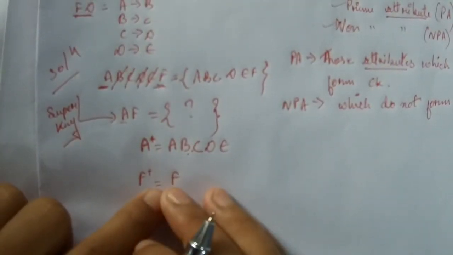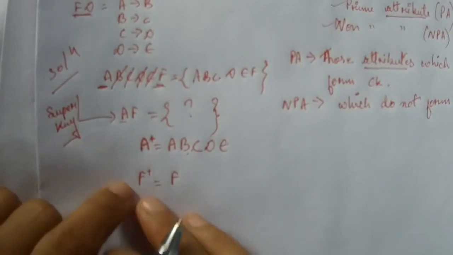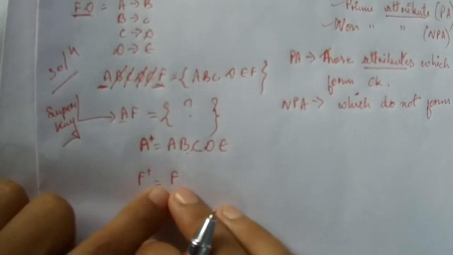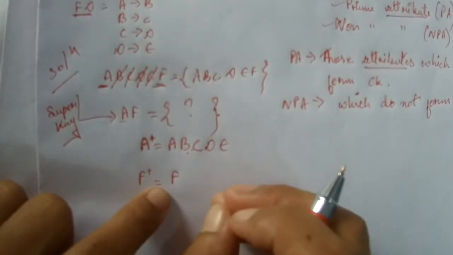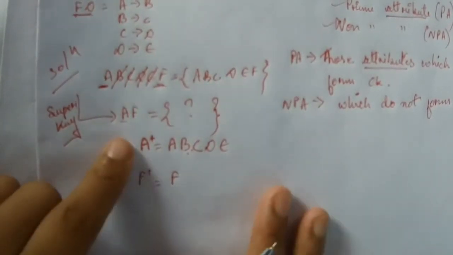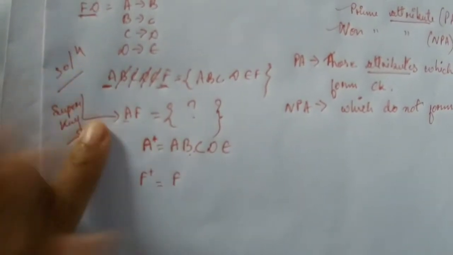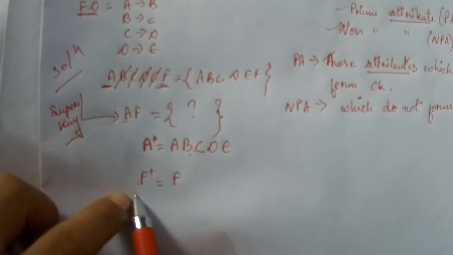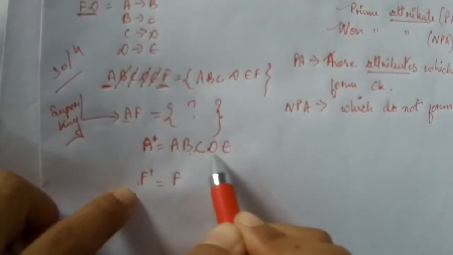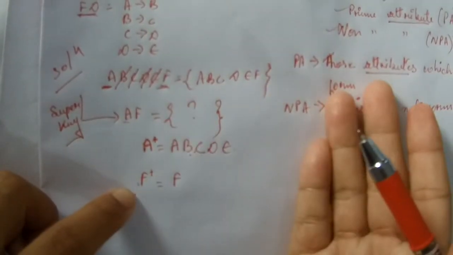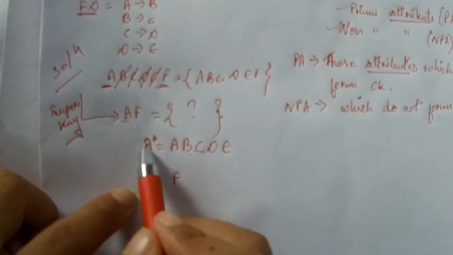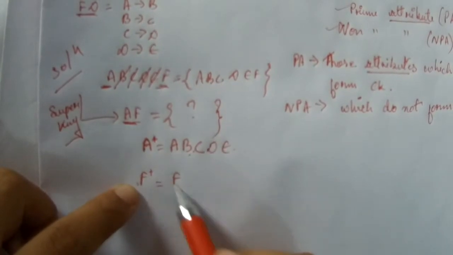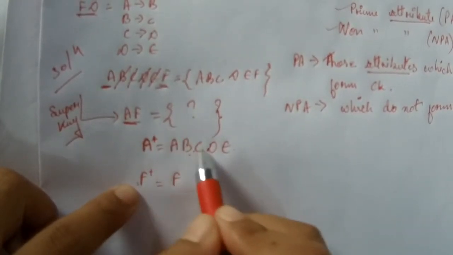Okay, so here we can see F closure is only F itself, right? So this is also one of the trivial properties we can say. So ultimately here you see, A and F are determining whom? A, B, C, D, E, F. See the right hand side. So A and F ultimately are determining all the attributes here, A, B, C, D, E, F.